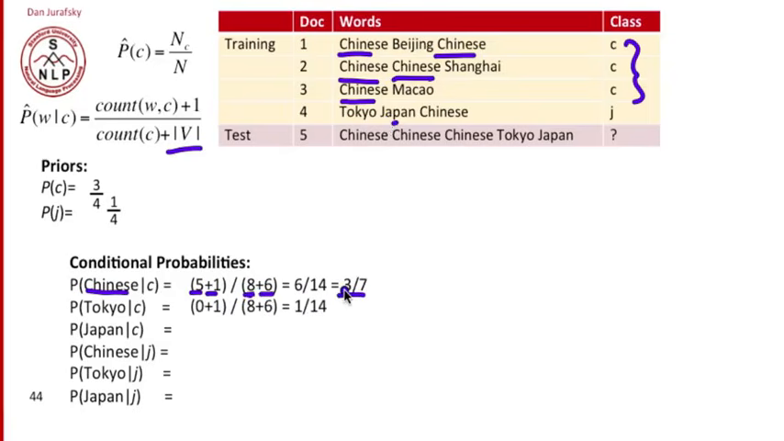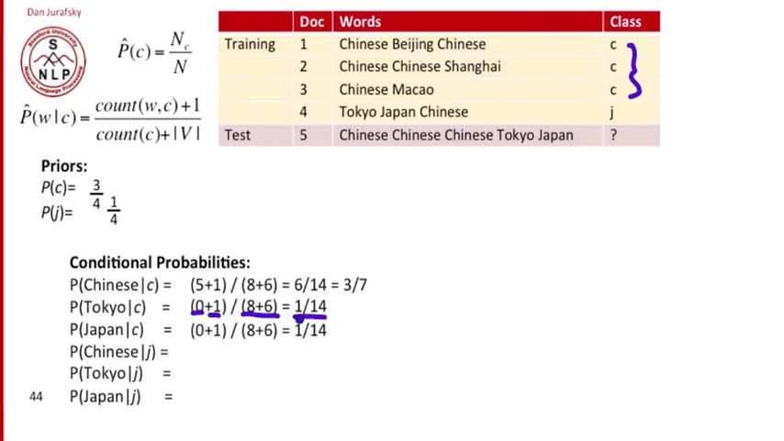And we'll do the same thing for the word Tokyo. Tokyo doesn't occur at all in our 3 documents of class China. It has a count of 0. But we're doing add one smoothing, so we'll add 1. And it's the same denominator, the same number of total words and vocabulary size in our Chinese class. So that'll be 1 out of 14. And the same exact thing is true for the word Japan. It doesn't occur in our China training set. Now let's turn to the class J for Japan. So now the word Chinese does occur once.